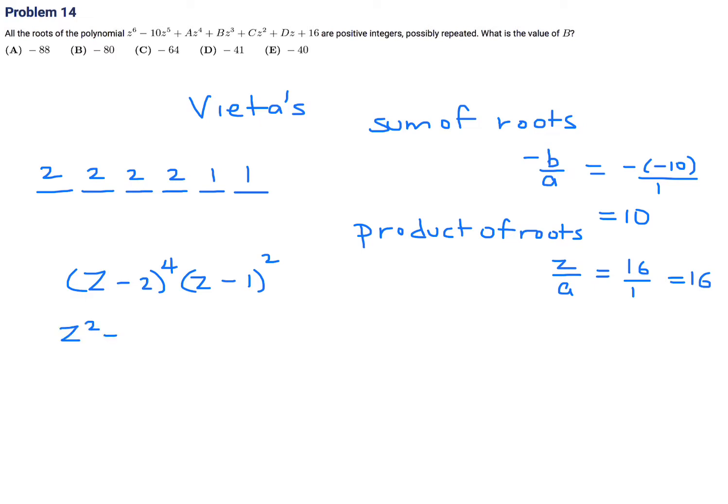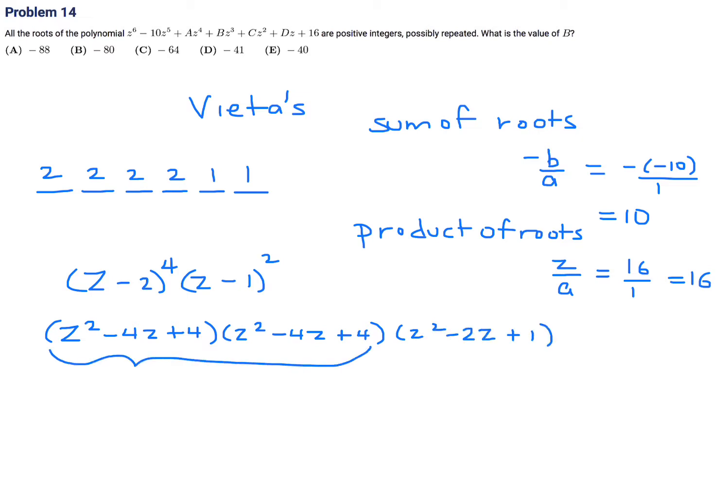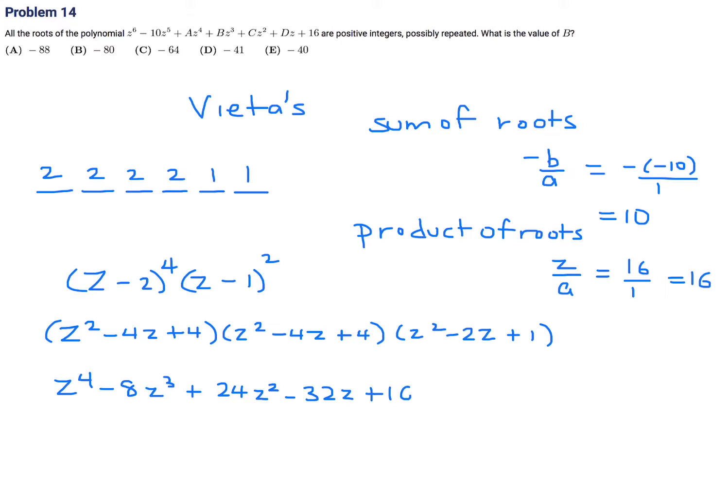So z squared minus 4z plus 4, and then it would be again another z squared minus 4z plus 4, and then the (z minus 1) squared is just z squared minus 2z plus 1, and I'll do that one too. So it'll be z to the power of 4 minus 8z cubed plus 24z squared minus 32z plus 16. And at this point, you don't really need to expand anymore, because we just really want the coefficient of z to the power of 3.